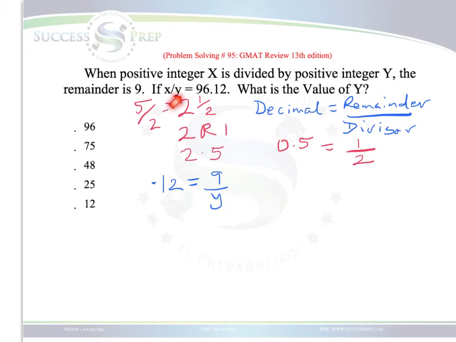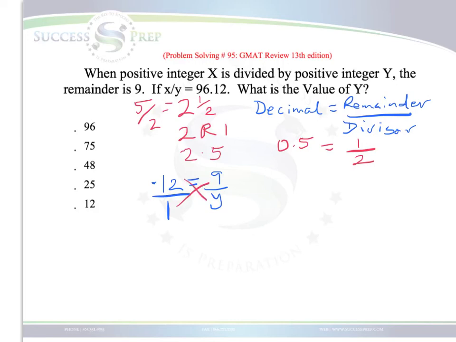Just the same way we did here, we took the decimal equal to the remainder over the divisor. The same thing here: we took the decimal, which is 0.12 from what they gave us, and the remainder, 9, which they gave us, over the divisor, just like we did here. So at this point, the question is asking us to solve for y, and all we have to do now is more basic stuff. Make this over 1, and then just cross multiply these values.